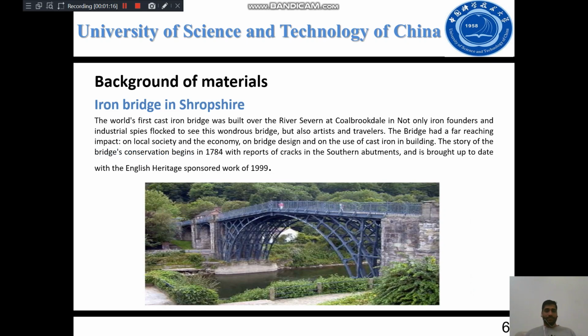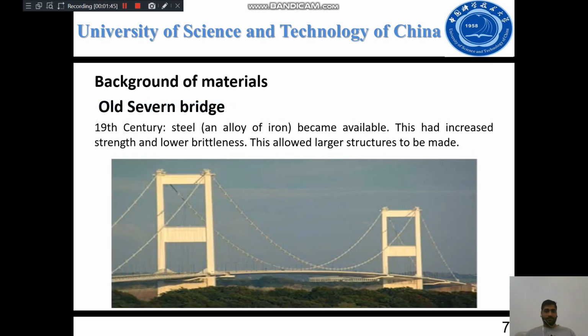Iron Bridge in Shropshire. The world's first iron bridge was built over the River Severn at Coalbrookdale. Not only iron founders and industrial folk came to see the wondrous bridge, but also artists and travelers. The bridge had a far-reaching impact on the local society and economy. The given picture shows the first iron bridge.